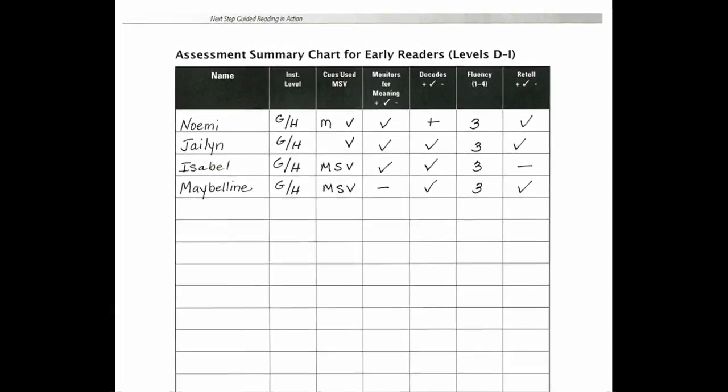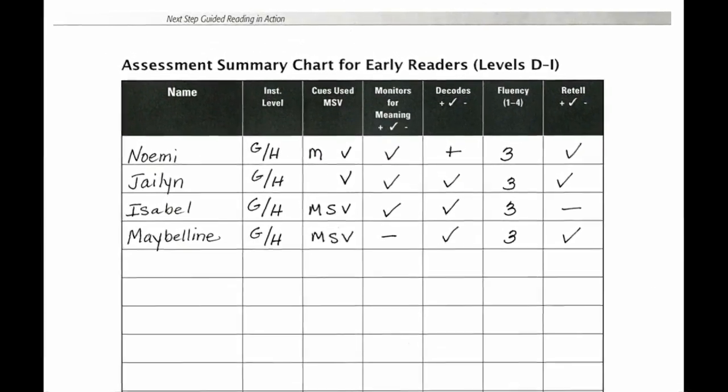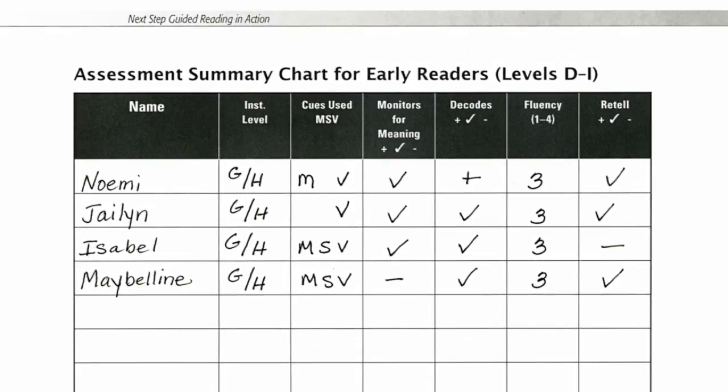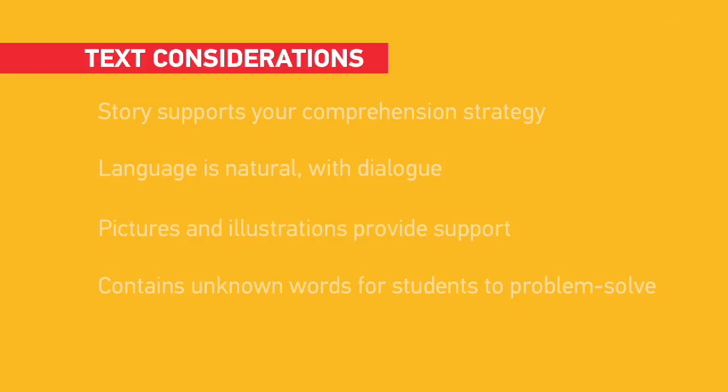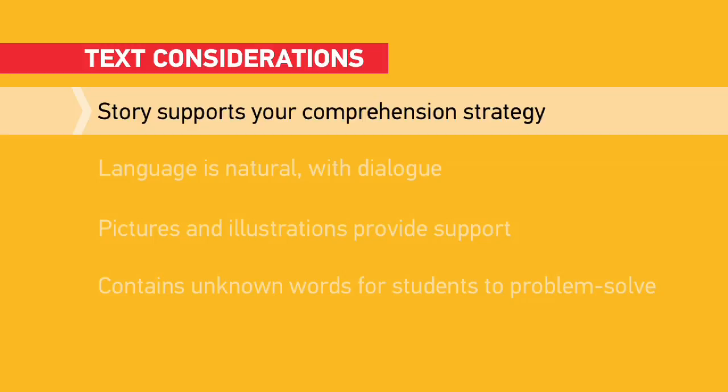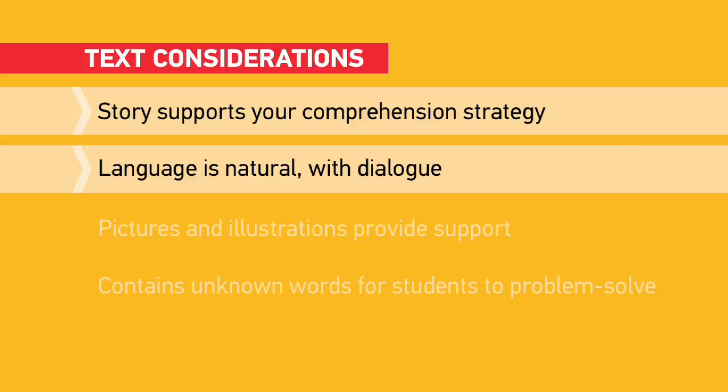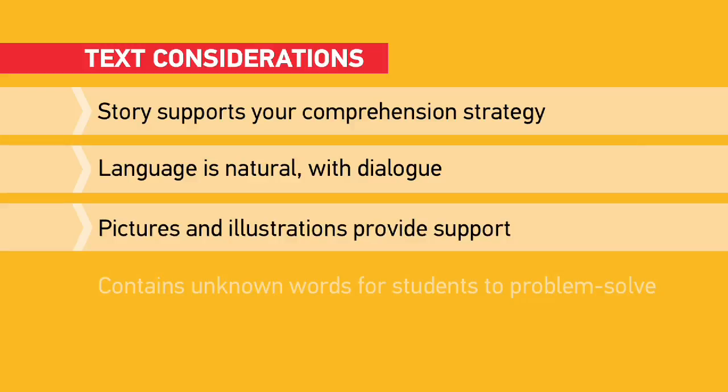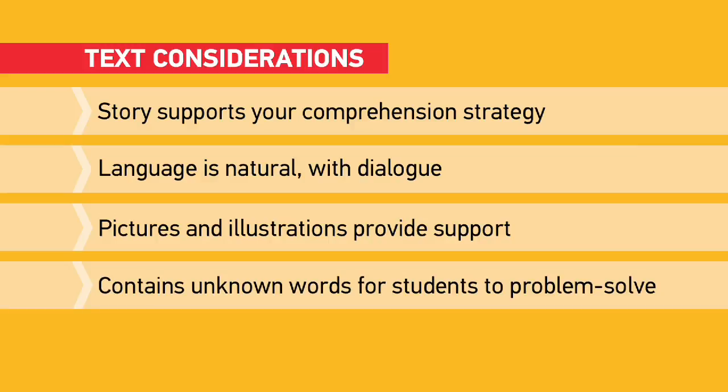The book you choose will depend on your student's reading level and the focus strategy of the lesson. When choosing a text for early readers, it's important to have a story, one that supports your comprehension strategy. I'd also look for books with natural language that includes dialogue, pictures, and illustrations that support unfamiliar concepts and unknown words for students to problem solve.